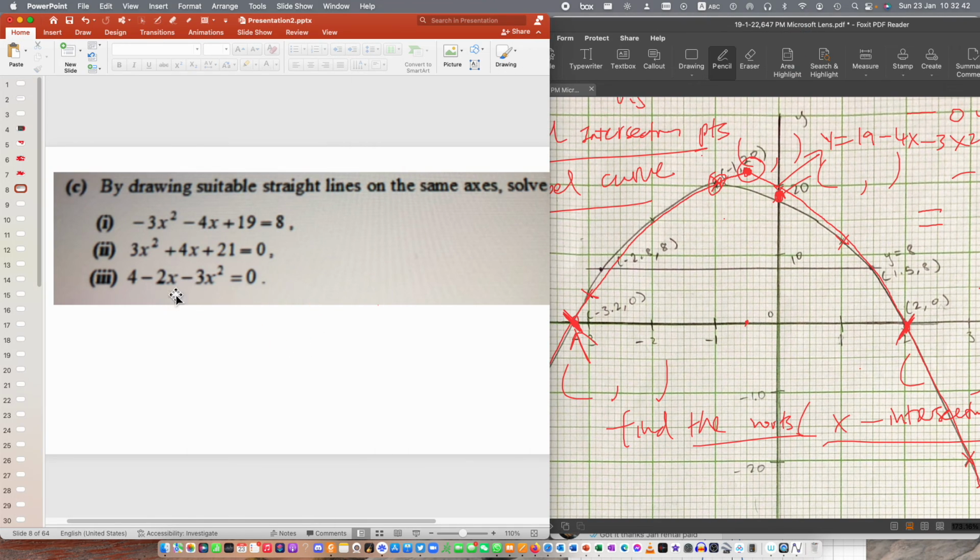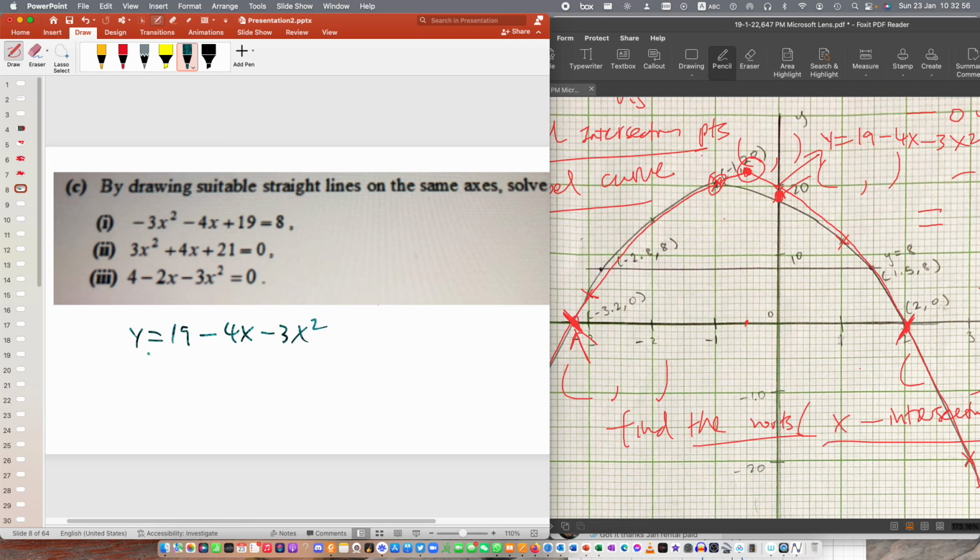So you have drawn, what's that, 19 minus something? It was 19 minus 4x minus 3x squared. Good. So this is the graph you have drawn. You need to make sure that you have something on the left that looks like this, and on the right it can be anything. This is the left hand side and this is the right hand side, that is y equals that. So you somehow need to get your left hand side, which is this, into this.